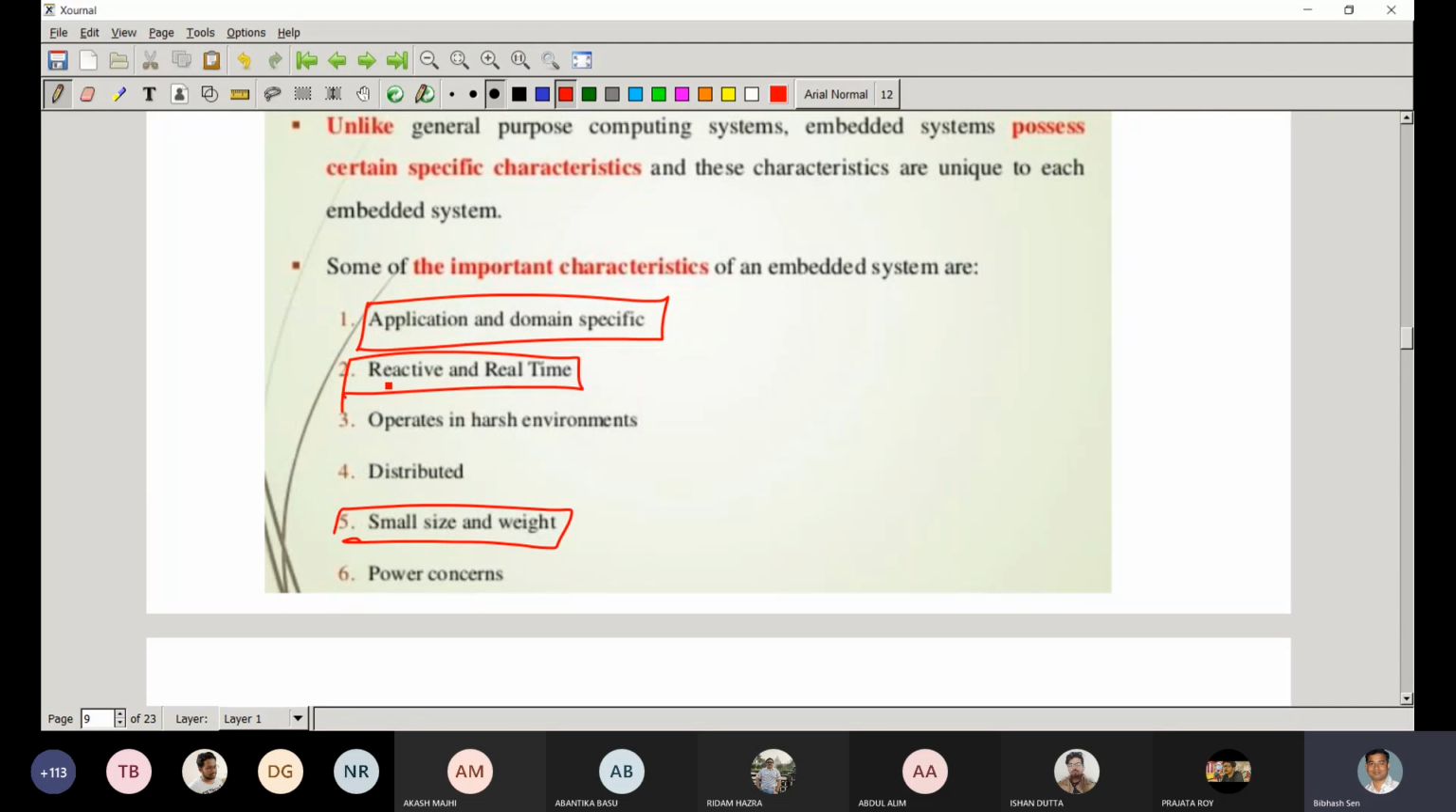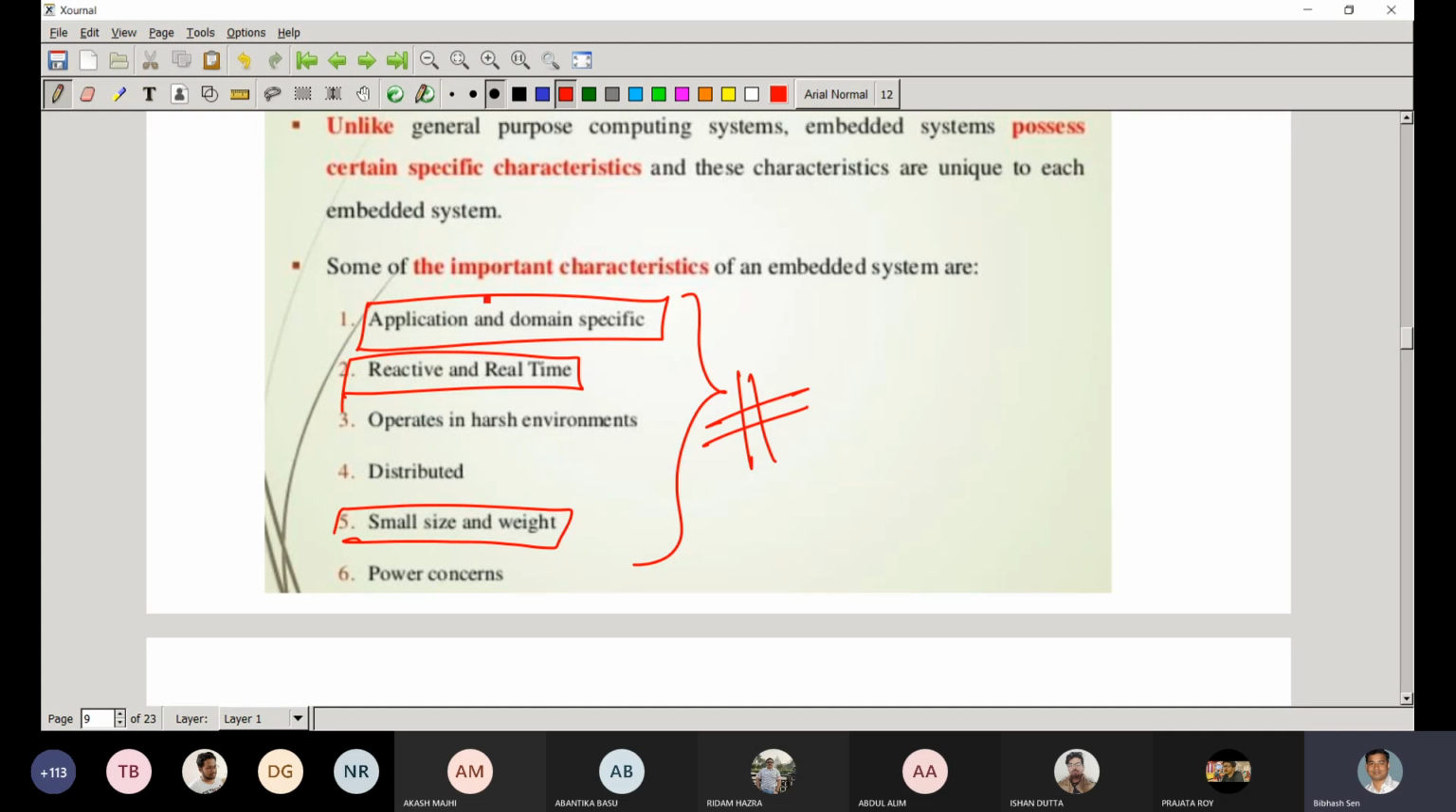Suppose you are using a gadget for your blood pressure measurement, or during a walk it will estimate the calories or something, whatever it may be. It should not be so huge that during the walk or during running, when you try to measure those quantities, the embedded system you are using creates a burden or overweight for you. So the weight is very important, and small size is also beneficial for us. Most of them are very application specific, and that's why this special characteristic is widely considered in our processor architecture.